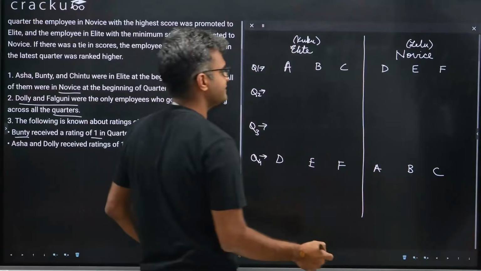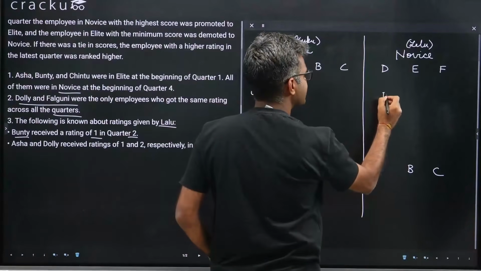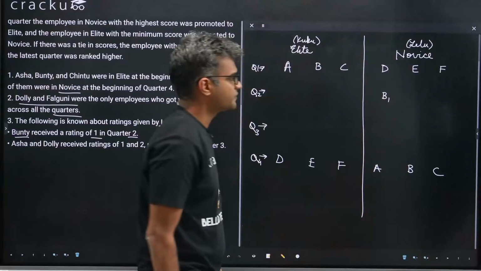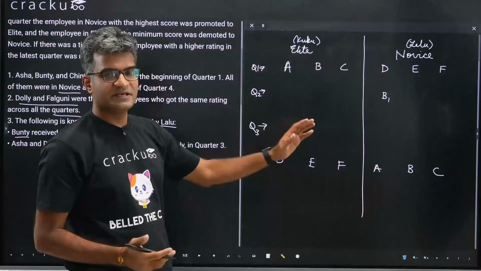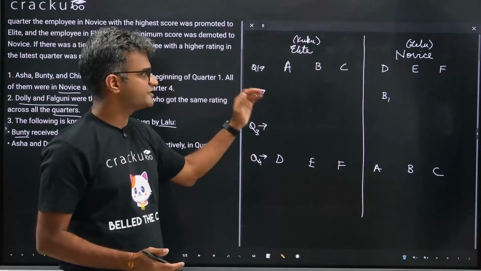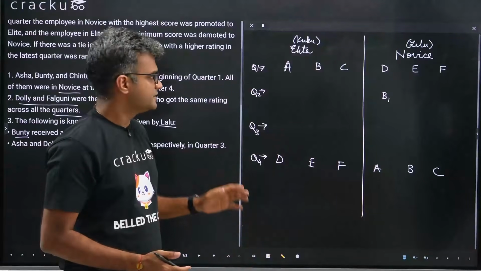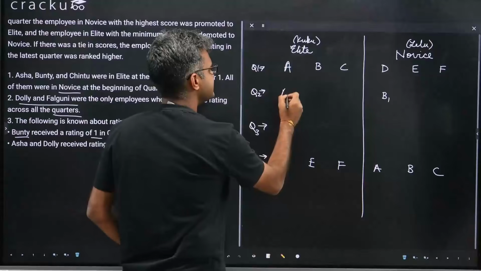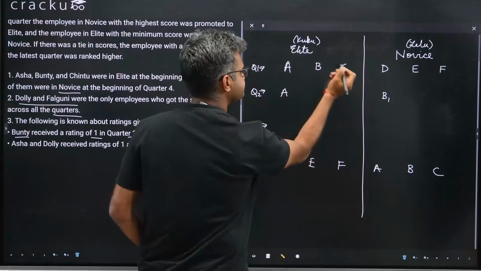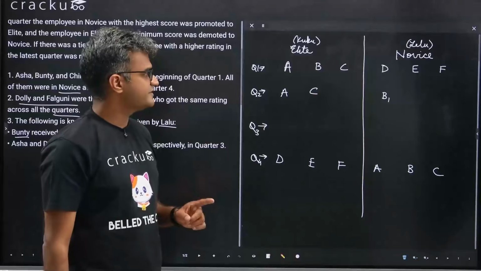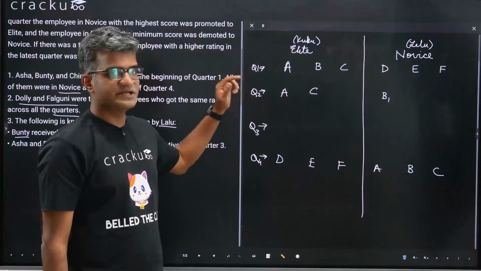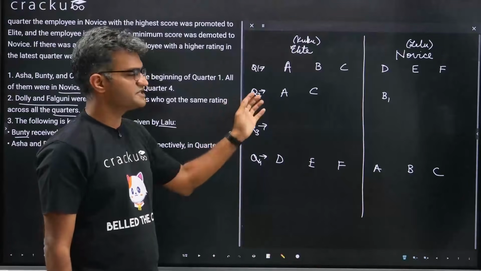So, in Q2, one thing we know is Bunty received a rating of 1 by Lalu. What does this mean? This means that amongst A, B, C, the person who was demoted after Q1 has to be Bunty. Therefore, A and C are still in the elite group for Q2. Another thing we can say is that Bunty got the least marks in Q1. That was why she was demoted.